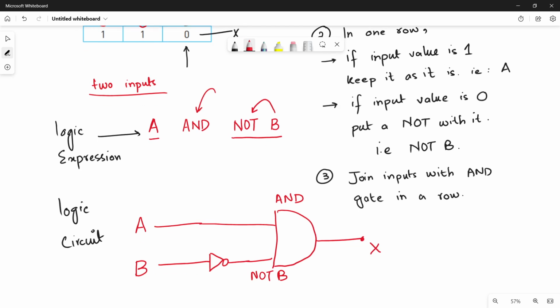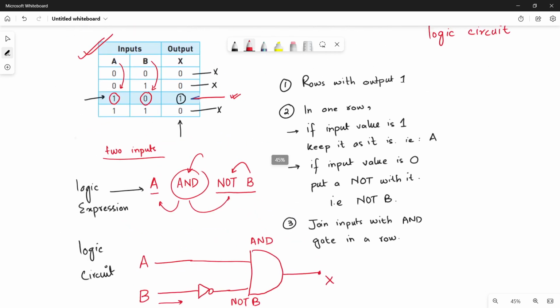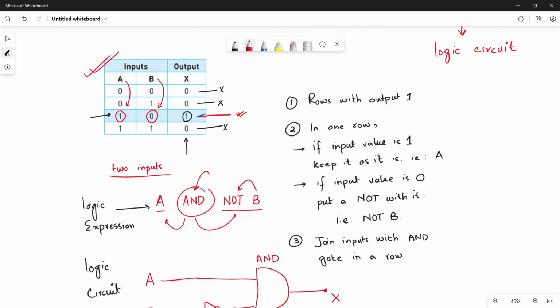So first put an inverter on the path of B, the second input. Then you will get not B. And after getting not B, you can simply pass it through an AND gate that is connecting both of these inputs. That's it. Now quickly moving towards the second truth table to make it more clear for you.